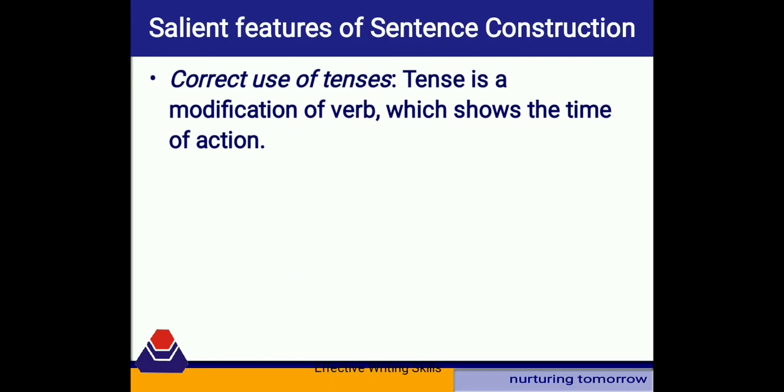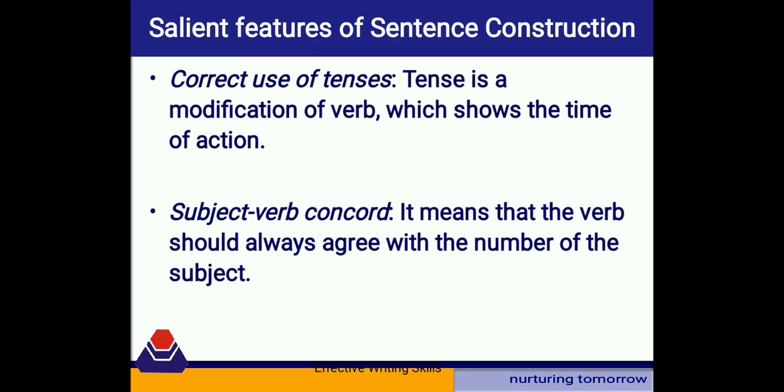The second feature is the correct use of tenses. Tense is the modification of a verb which shows the time of action. The third point is the subject-verb concord. This means agreement of the verb with the subject. A verb should always agree with the number of the subject.